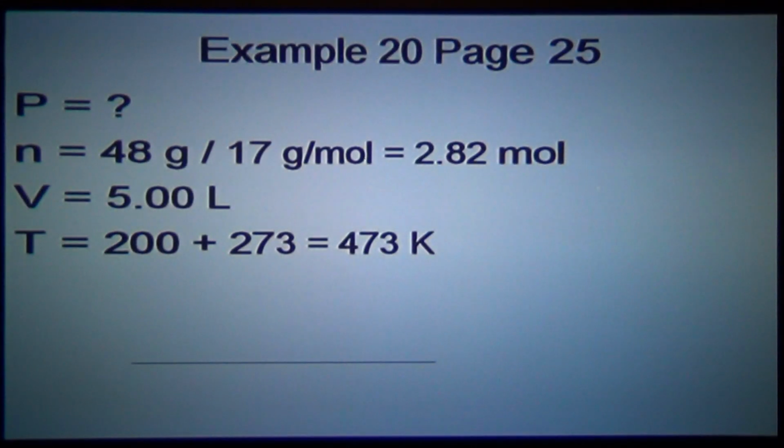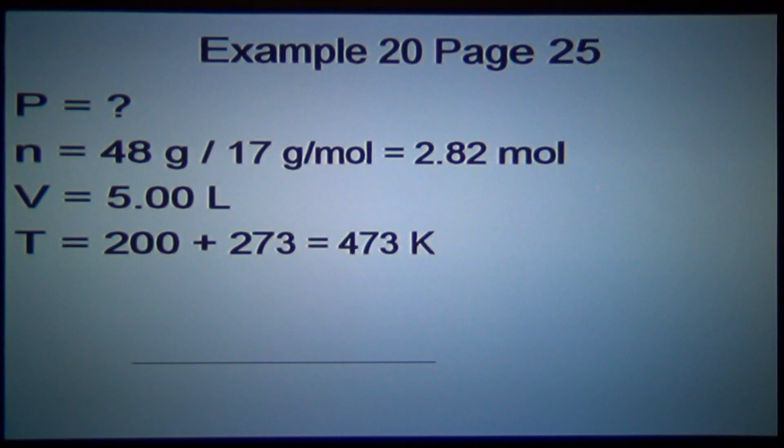So in your lecture supplement on page 25, we're going to do example problem 20. This problem we're going to work two ways. We're going to use the ideal gas law first, and once we use the ideal gas law, we're going to solve for the pressure. Then we're going to do this exact same problem using the correction factors. That is, I'm going to give you an A and a B value for the gas here in example problem 20 and see what the pressure would be using van der Waals equation.